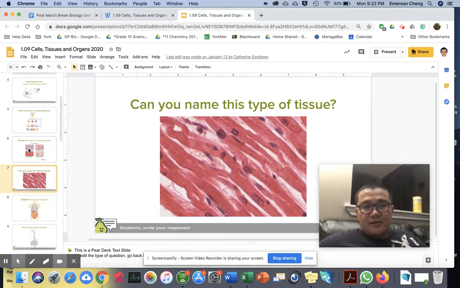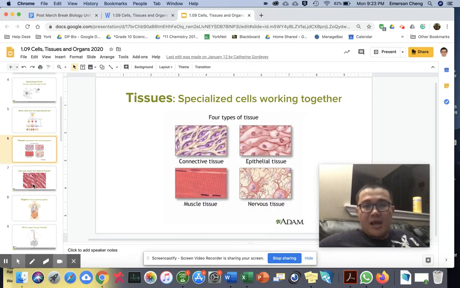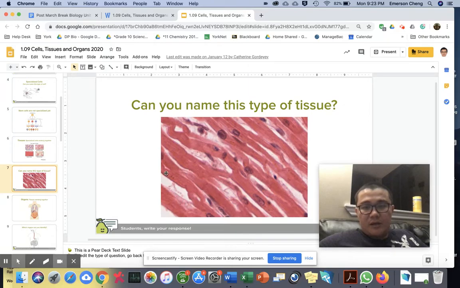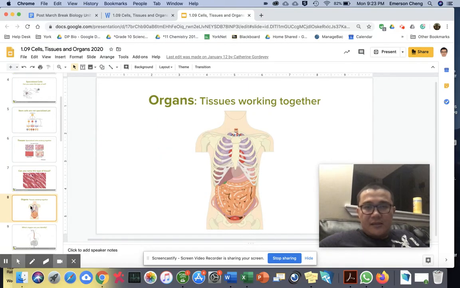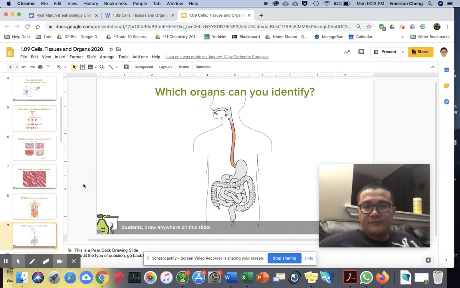Now, this will probably be a muscle cell. Now, organs, you have tissues working together. So, looking at this, what system, or what organs, can you identify?